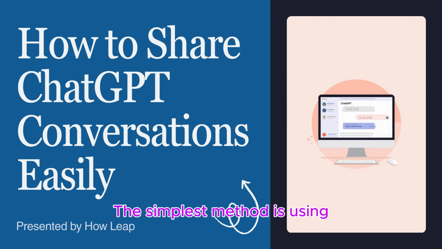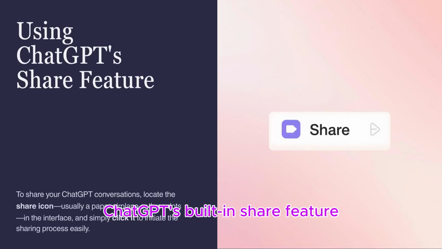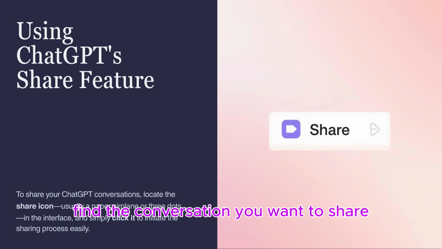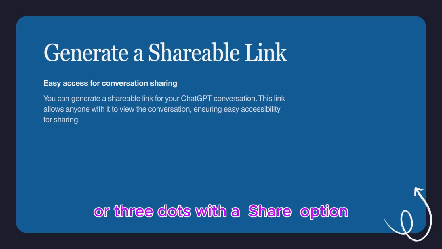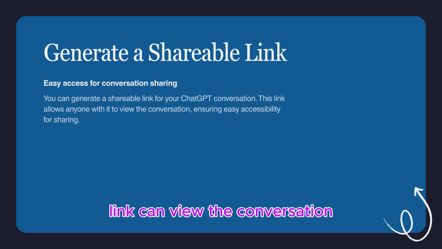The simplest method is using ChatGPT's built-in share feature. In the ChatGPT interface, find the conversation you want to share. Look for the share icon, which is typically a paper airplane or three dots with a share option. Click it. You can generate a shareable link. Anyone with the link can view the conversation.